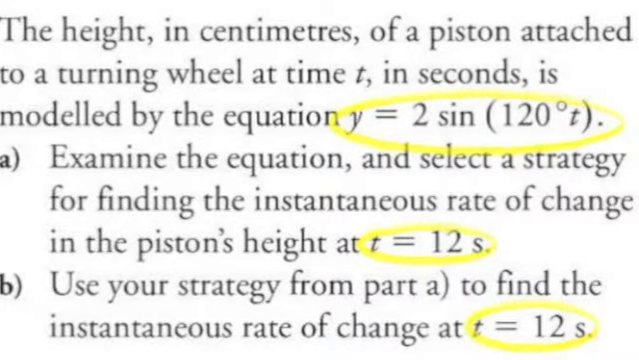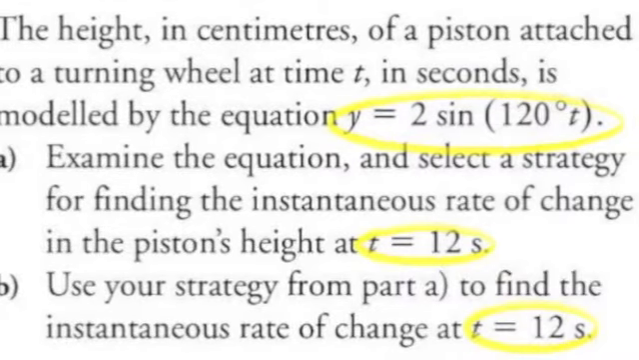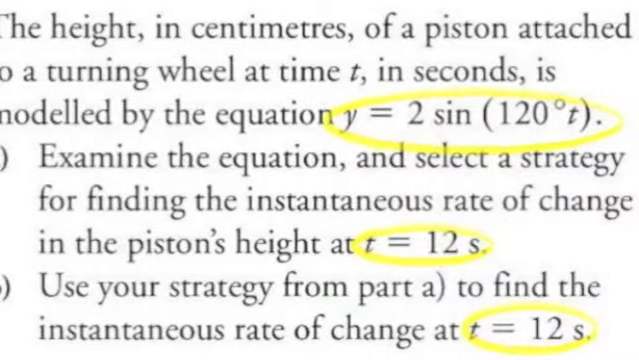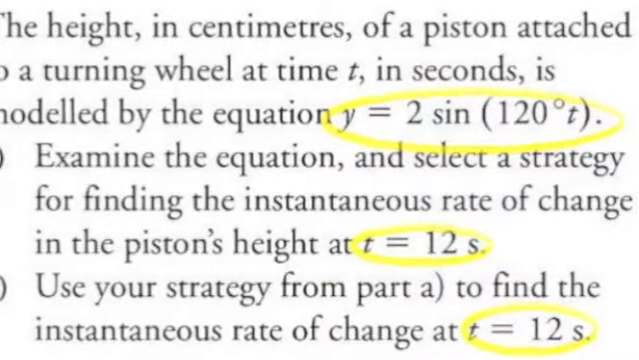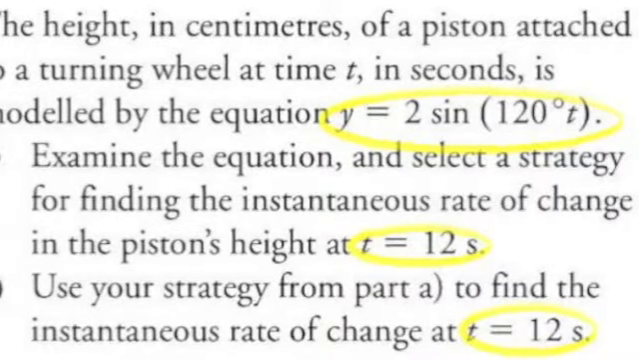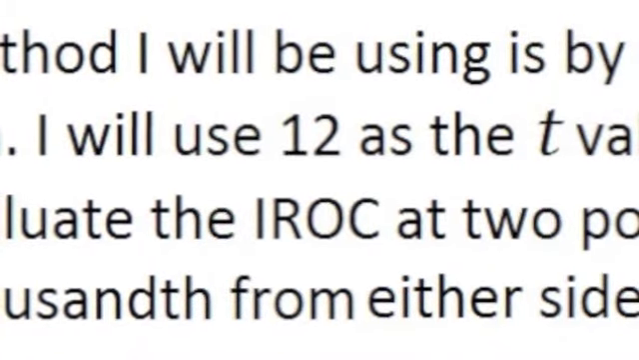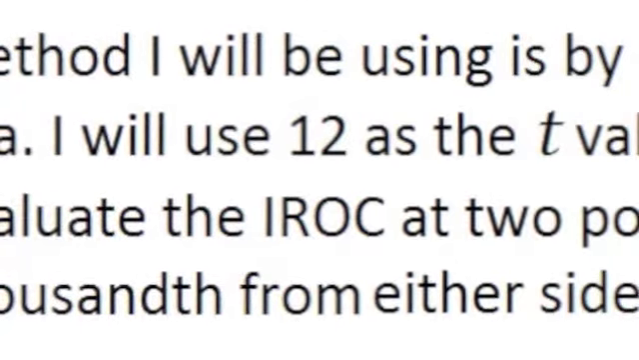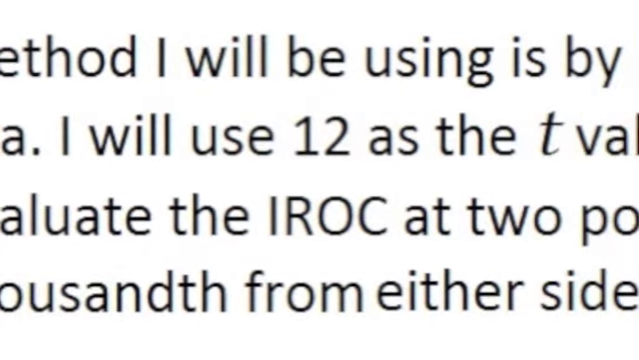To solve this formula, one must find what f is at both of those values, and then plug it into the equation. Final answer for A will read, the method I will use is by formula. I will use 12 as the t value and evaluate the IROC at 2 points 1,000th from each side of 12.